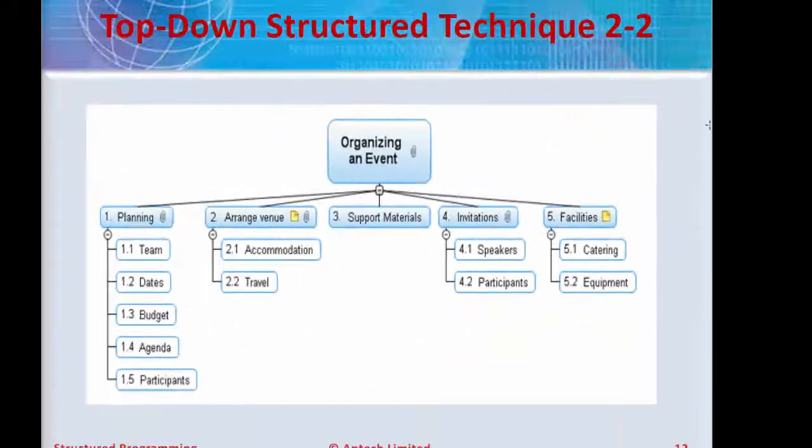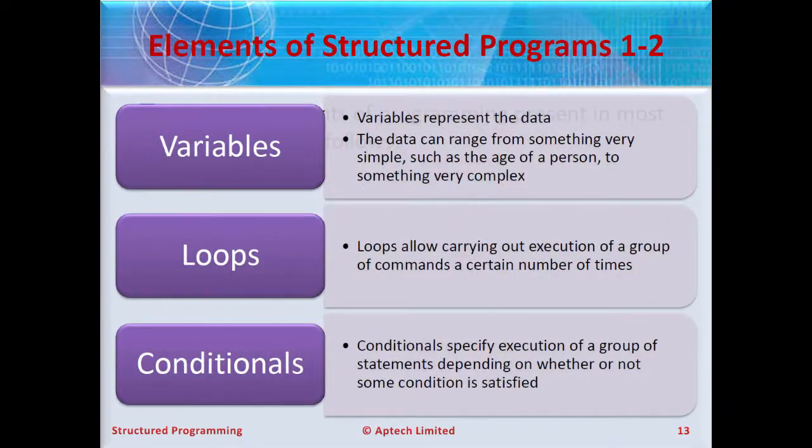We move on. Now, elements of structured programs. Now, for developing structured programs, there are 5 elements which are used in most programming languages, and they are given here. We start by looking at variables. Now, a variable basically represents the data, and the data can range from something very simple, such as the age of a person, to something very complex. We'll actually see this in later or subsequent semesters.